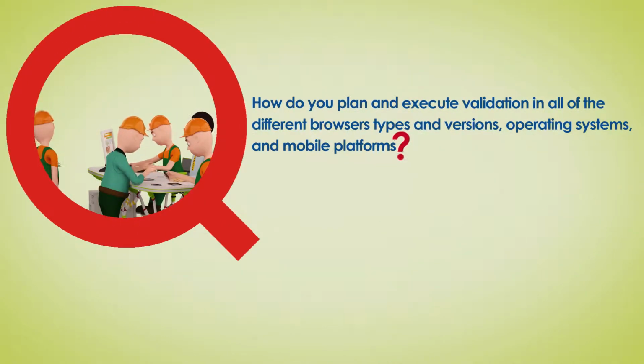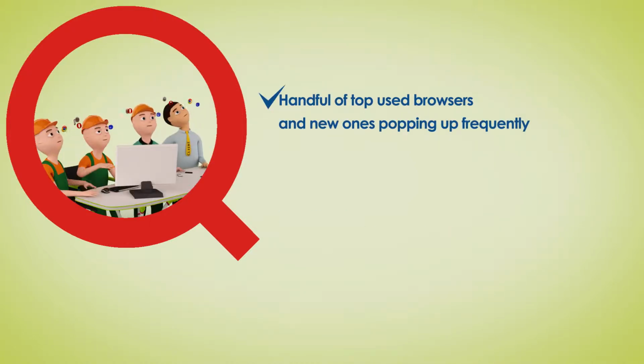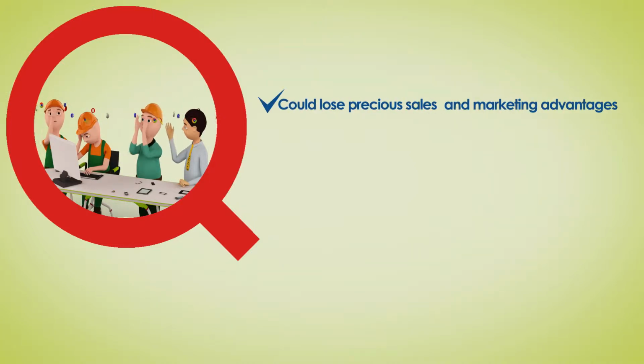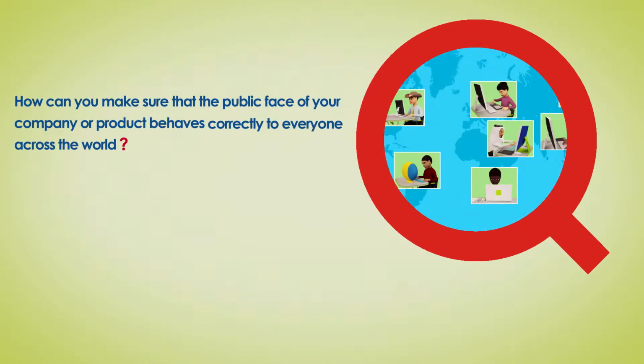How do you plan and execute validation in all of the different browser types and versions, operating systems, and mobile platforms? The world of only one dominating web browser and operating system is behind us. We now have a handful of top-used browsers and new ones popping up frequently. The mobile market has taken the world by storm, and businesses without complete browser and mobile compatibility could lose precious sales and marketing advantages. How can you make sure that the public face of your company or product behaves correctly to everyone across the world?